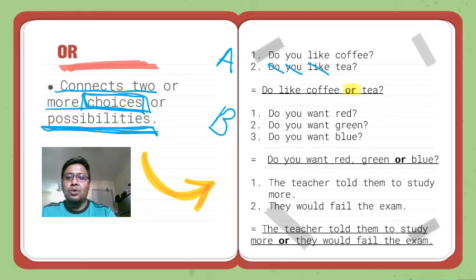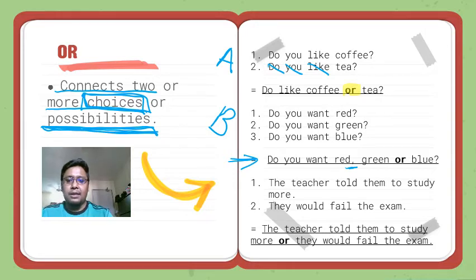Okay, now moving on to the next example. Do you want red? Do you want green? Do you want blue? So these are three choices, in terms of colors, different colors: red, green, and blue. So how do we come up with a sentence? Do you want red, green, or blue? We do not need to say do you want red or green or blue. We just put a comma here. Do you want red, green, or blue?